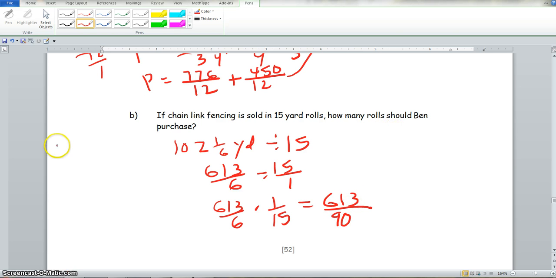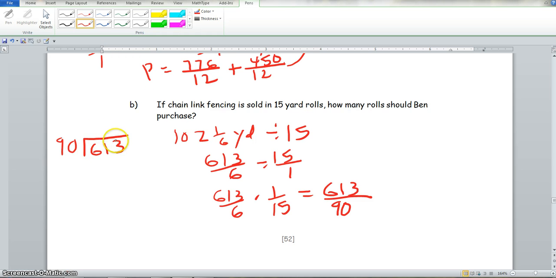So now we will go off to the side and take 90 into 613. 90 goes into 613 6 times. 6 times 90 is 540. Subtracting, we borrow 1 from the 6, make that 5. This 1 becomes 11. 11 minus 4 is 7, and 5 minus 5 is 0. So your remainder is 73. So your answer here would be 6 and 73 over 90.